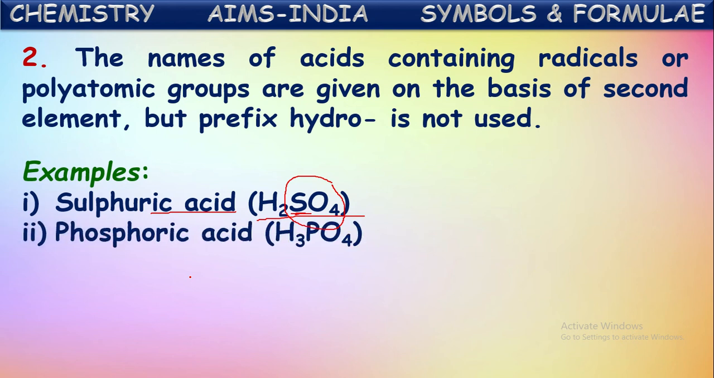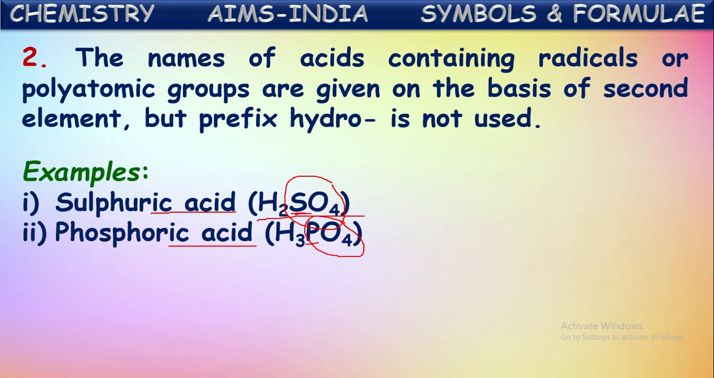H3PO4. Here also it is a phosphate radical. As it is formed from radicals, it is named by taking the second non-metal in this compound, that is phosphorus. At the end of the phosphorus element's name, ic acid is attached. Now it becomes phosphoric acid.